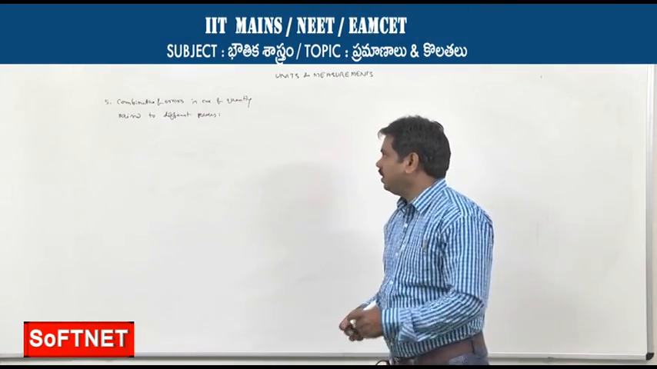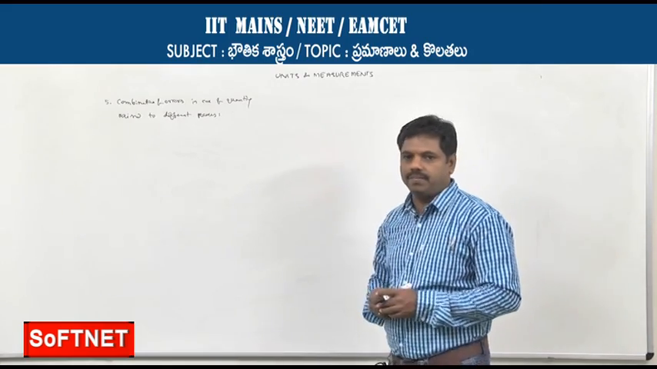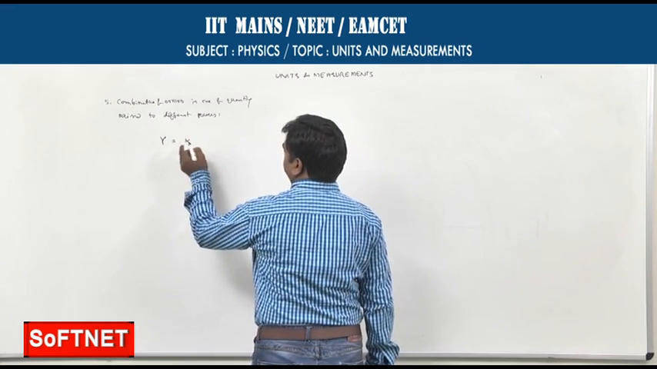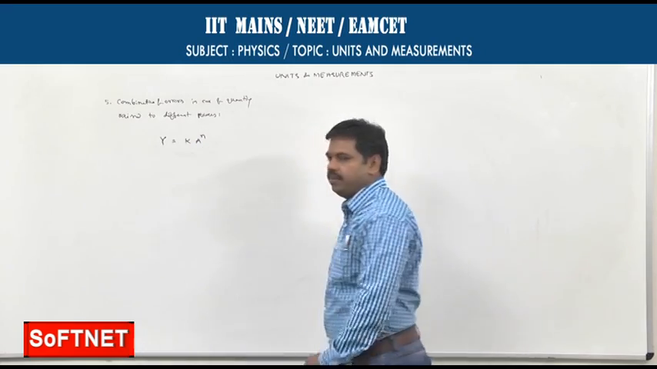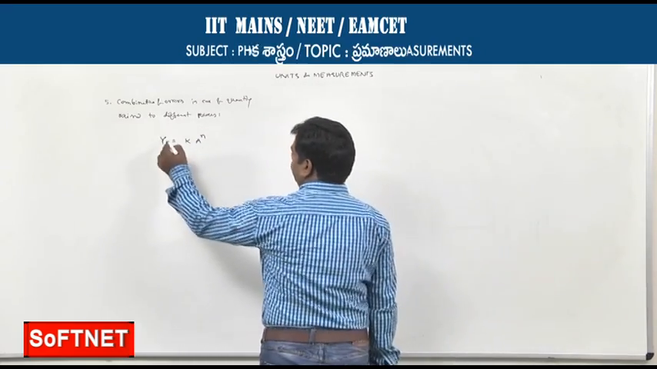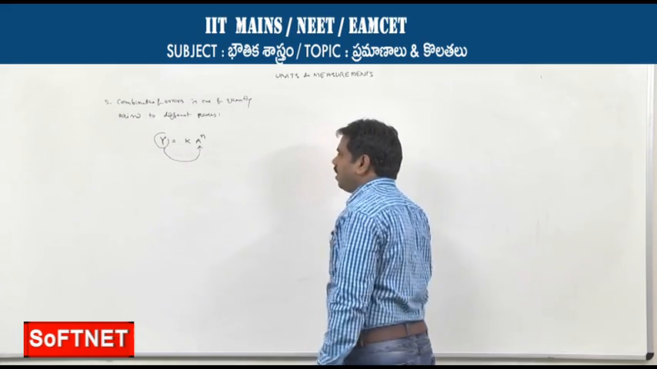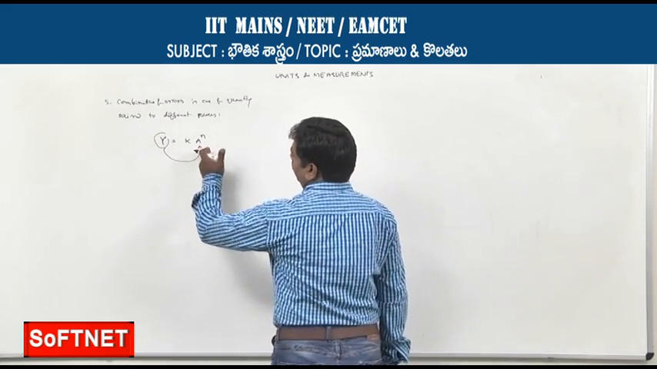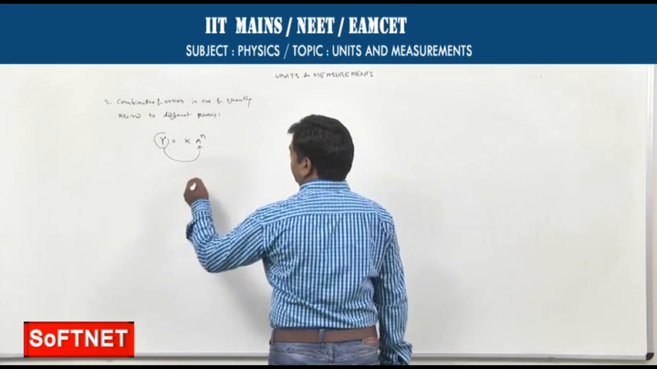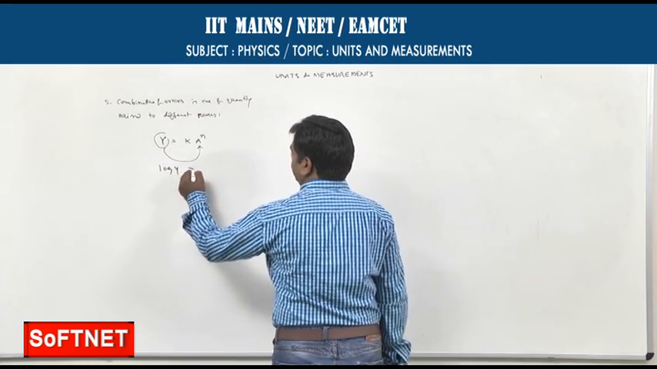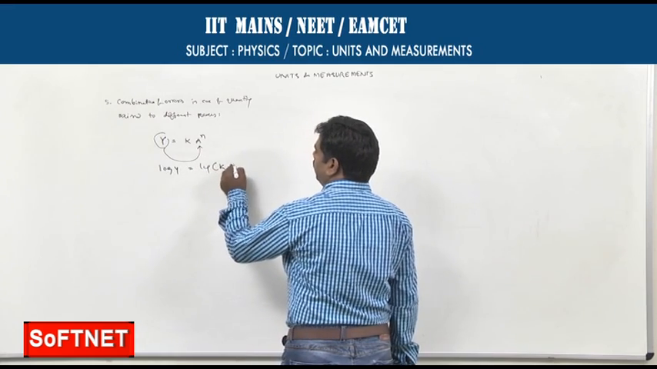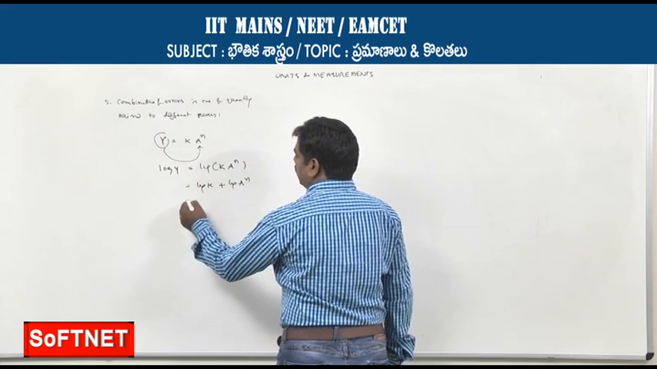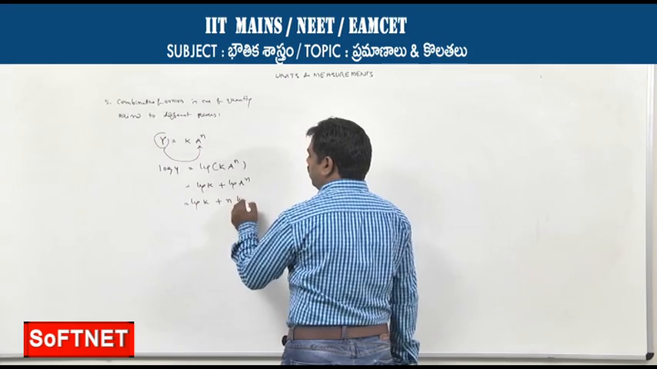The combination of errors in the case of a quantity raised to different powers. Say for example, Y is equal to some constant k into A power n. Here to determine Y, we need to measure the value of A. Then how will the error be propagated into Y? Simply again by taking logarithms on both sides, log Y is log of k A power n, which can be written as log k plus log A power n, that is, log k plus n log A.